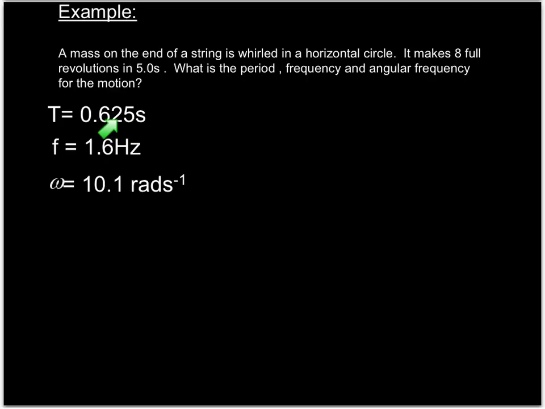And you take the inverse of this number, 1 over 0.625, and you should get 1.6 as your answer there, per second or hertz. And then multiplying the 1.6 by 2 pi, which is applying the 2 pi f formula, we should be able to find omega as equal to 10.1 radians per second. But have a go with your calculator to make sure you understand.